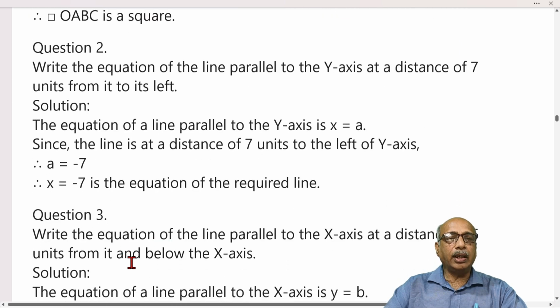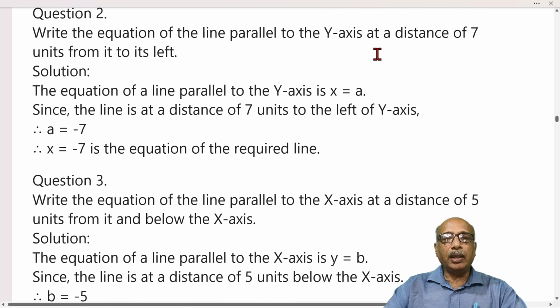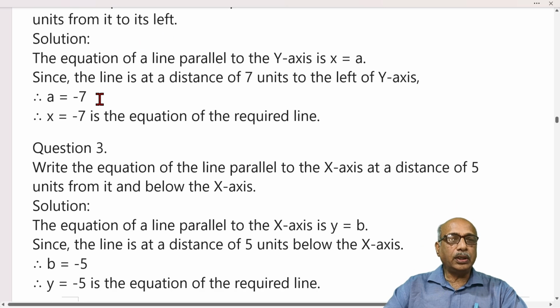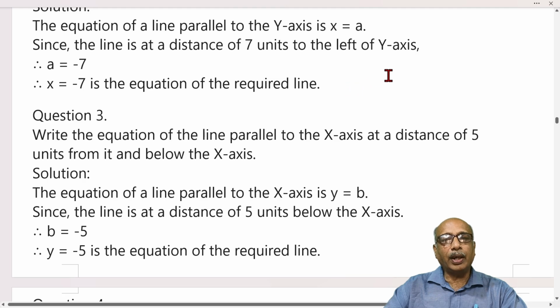Question 2. Write the equation of the line parallel to y-axis at a distance of 7 units from it to its left. Solution. The equation of the line parallel to y-axis is x equals a. Since the line is at a distance of 7 units to the left of y-axis, a equals minus 7. Therefore, x equals minus 7 is the equation of the required line.